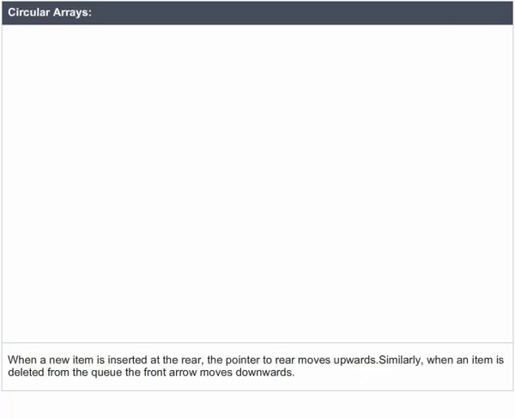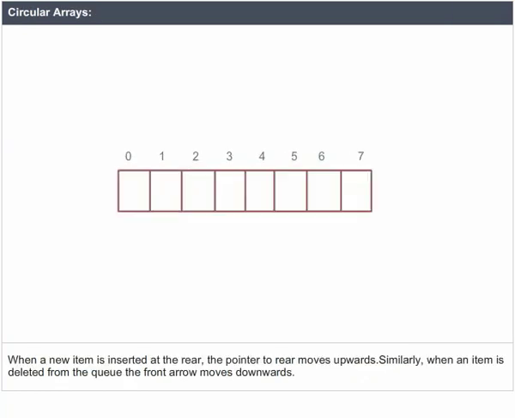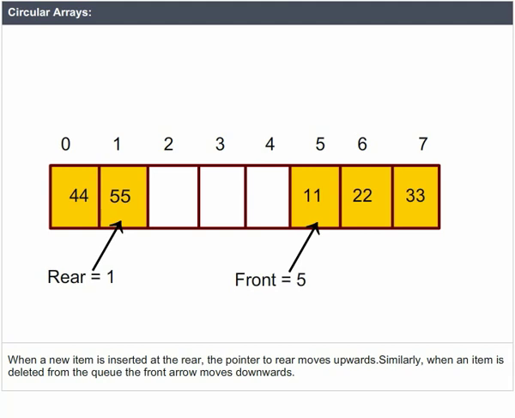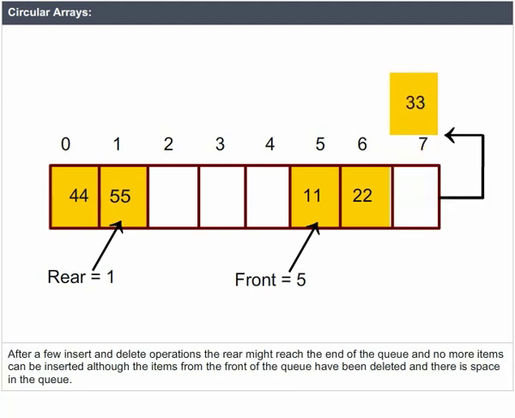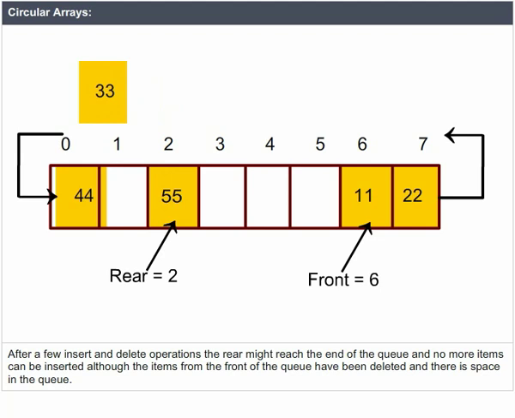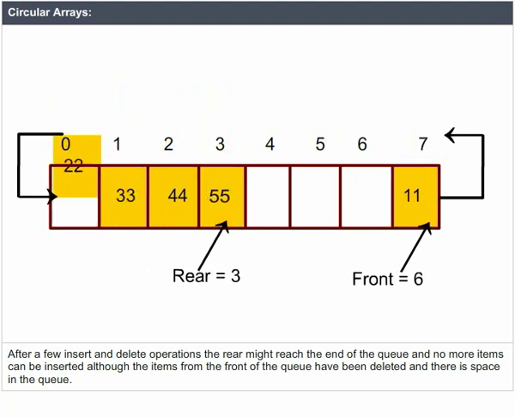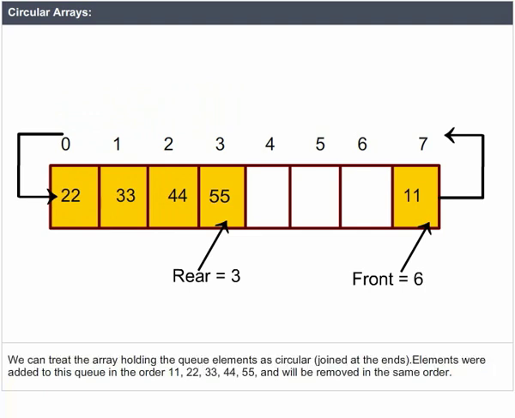Circular array: when a new item is inserted at the rear, the pointer to rear moves upwards. Similarly, when an item is deleted from the queue, the front arrow moves downwards. After a few insert and delete operations, the rear might reach the end of the queue and no more items can be inserted, although the items from the front of the queue have been deleted and there is space in the queue. We can treat the array holding the queue elements as circular, joined at the ends.